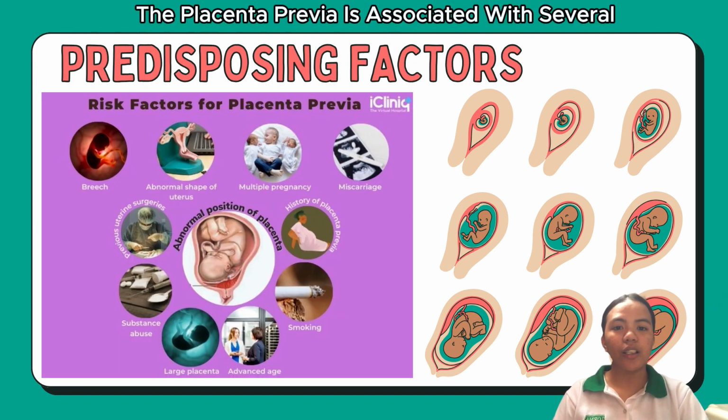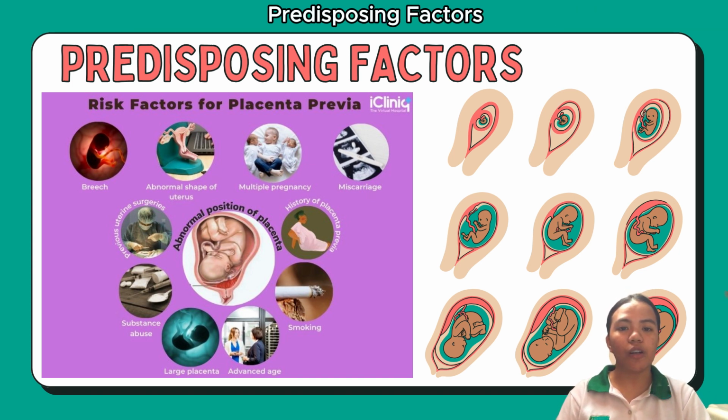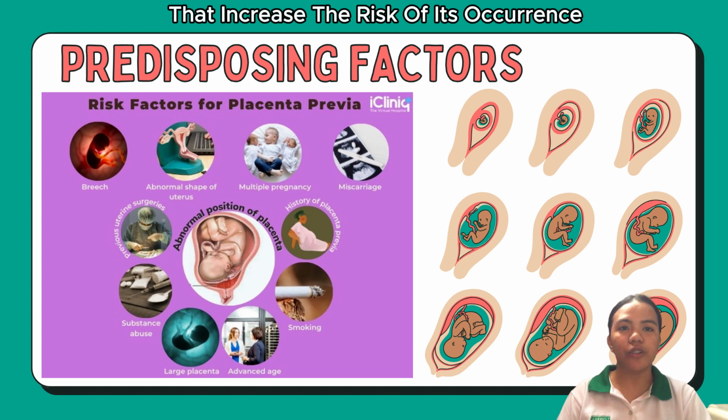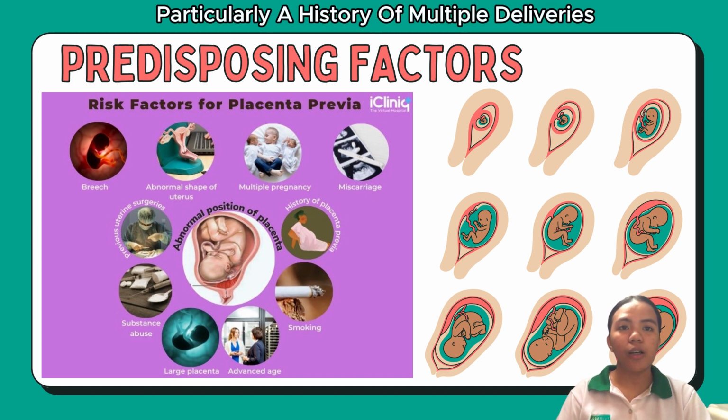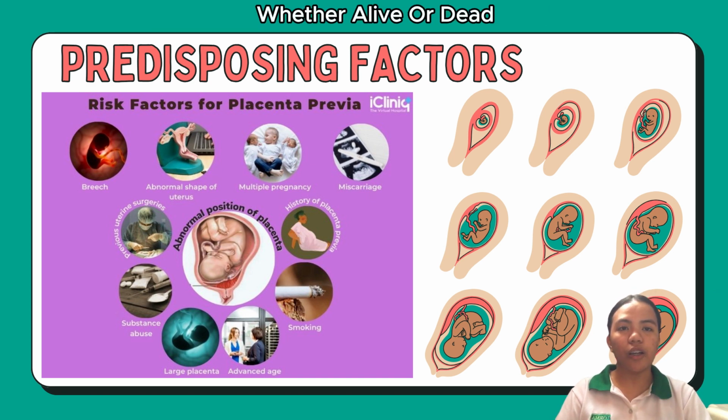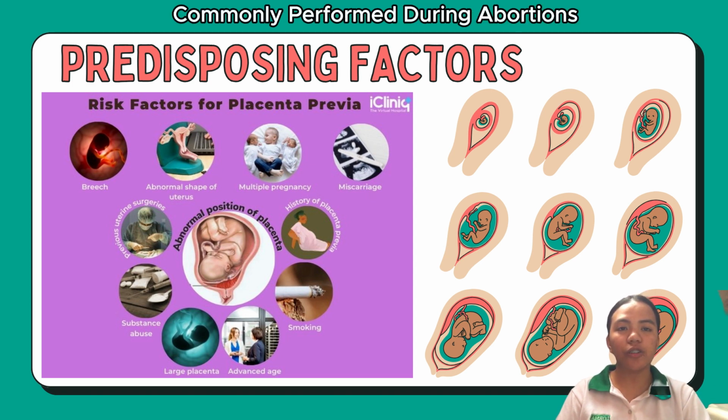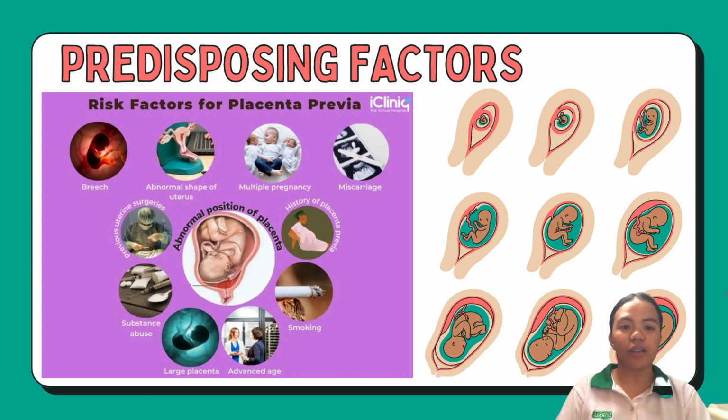Predisposing factors. Placenta previa is associated with several predisposing factors that increase the risk of its occurrence. These factors include increased parity, particularly a history of multiple deliveries, whether alive or dead, advanced maternal age, past cesarean births, and previous uterine curettage, commonly performed during abortions, also heighten the risk.